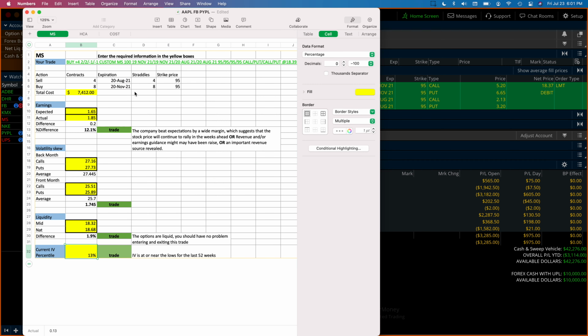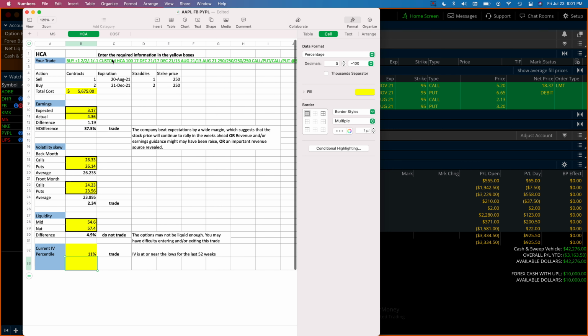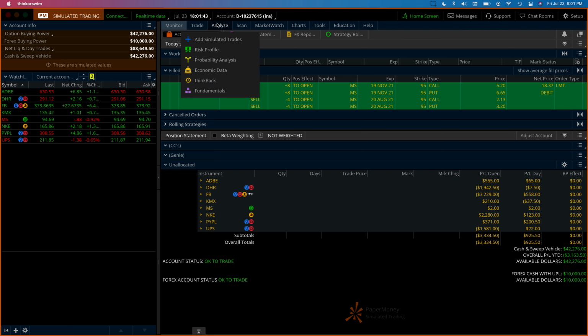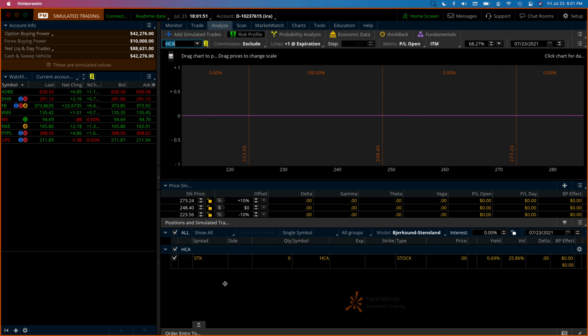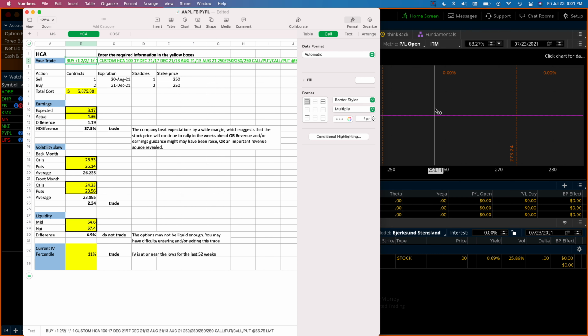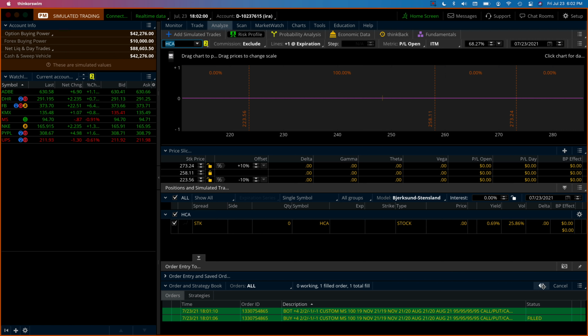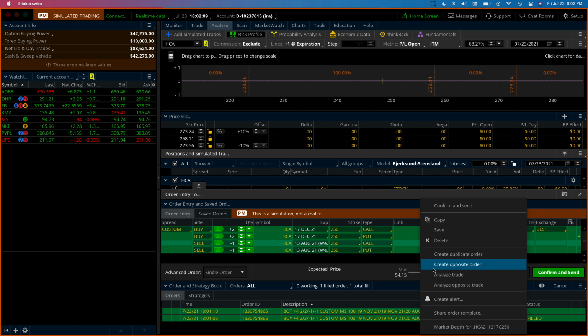Okay, let's go back to HCA. Okay, and here we're gonna do the same calculations. As you can see, there is only one here that didn't quite match, which is my liquidity. Okay, so I already created the trade here, so in the interest of time, I'm gonna go to the Analyze tab, enter HCA. Don't have it here, so I'm gonna copy it. I copied this from my own real trading account, and I'm gonna paste it here. Paste, there it is, and analyze.